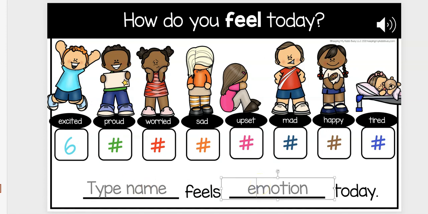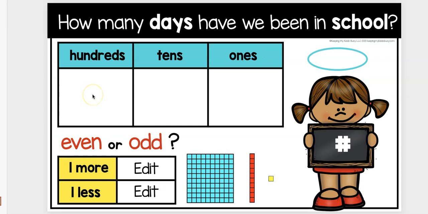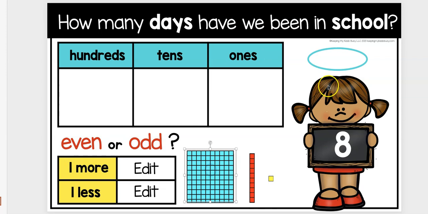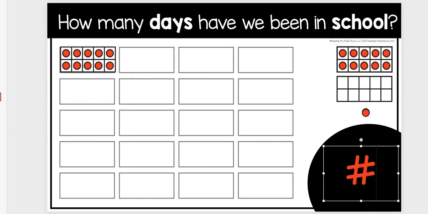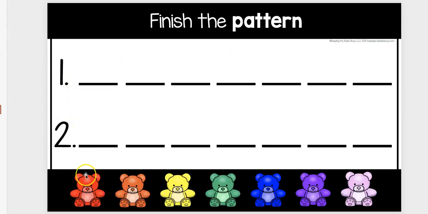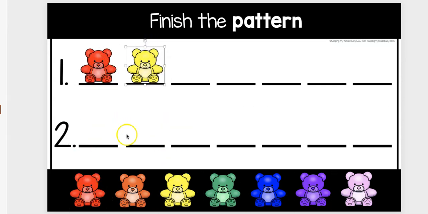Next is how many days have we been in school? You type the date here or the number here into the box. So if you've been in school 8 days, then you can drag and drop all of these pieces. You can move this circle to say, is it even or odd? One more, one less. This is the exact same thing, but with 10 frames. You can drag and drop the 10 frames, type the number into the box. Students love to either, if you can start a pattern and then students can finish it, students can make a pattern for other students to guess.